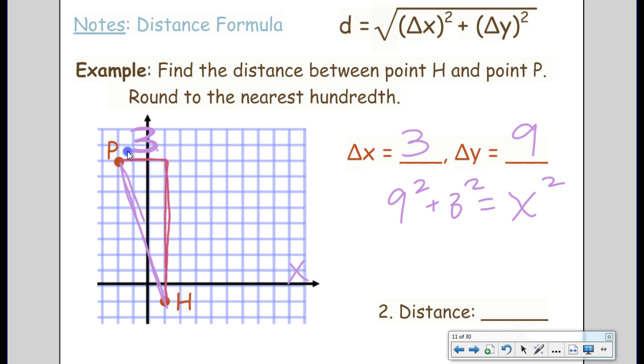Savannah, what did you get for x? 9.48. Nearest hundredth, so 2 decimal places. Any objections? 9 squared plus 3 squared is 90. Okay, calm down. Square root of 90 is 9.49. Almost. The 6 tells the 8 to bump up. Not a big deal. We're calm. Calm and collected, guys.